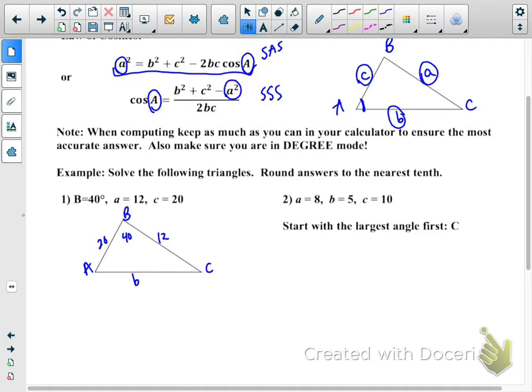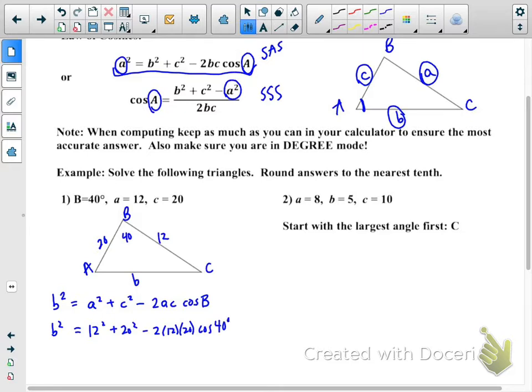So in this one, since I know angle B, I'm going to be using this formula. B squared is equal to A squared plus C squared minus 2AC cosine of B. So notice B and B, that's the angle that I have, that's the side that I'm going to find, and then the other two sides right here. It doesn't really matter the order of the two sides, it's just a matter of your angle here has to correspond with this letter over here. Okay. So I set that up now. B squared is equal to 12 squared plus 20 squared minus 2 times 12 times 20 cosine of 40.